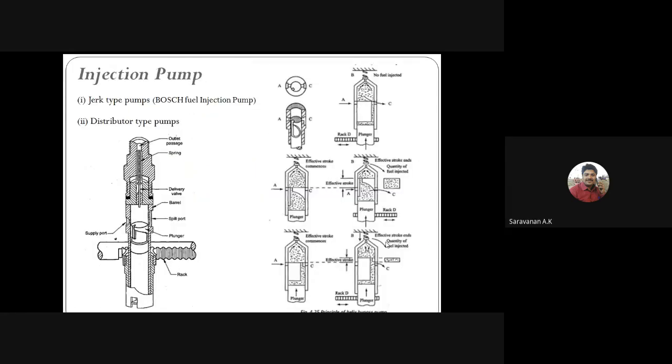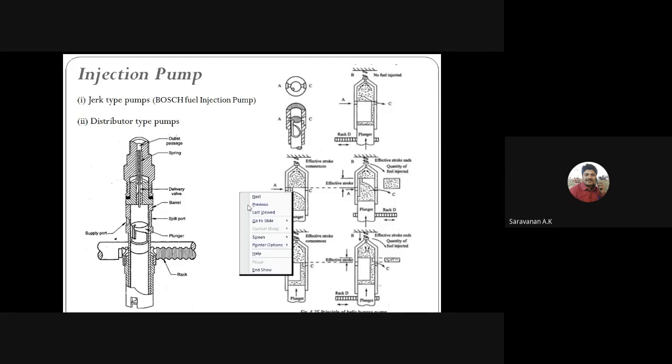Then the injection pump, right? Here we have two types of injection pumps, right? One is the jerk type pump, that is the Bosch fuel injection pump, and the second one is the distributor pump, right? Here we can see the setup, how the setup will be there, right?